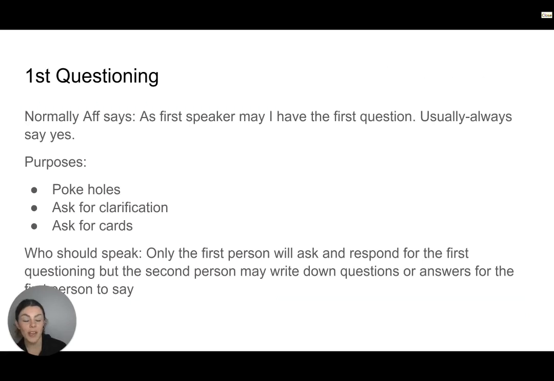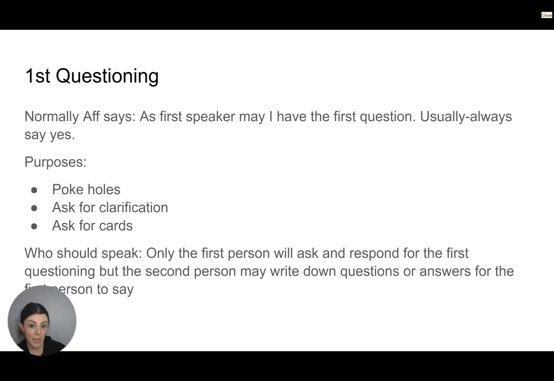So, the first questioning usually starts off with Aff saying, as first speaker, may I have the first question? Meaning, since they presented their speech first, can they have the first question? That has happened in every single debate round I have ever witnessed. It's pretty much an unspoken debate rule, if that makes sense. Always let them if you're neg, and if you're Aff and the neg says no, I just doubt that's going to happen, so don't even worry about that.